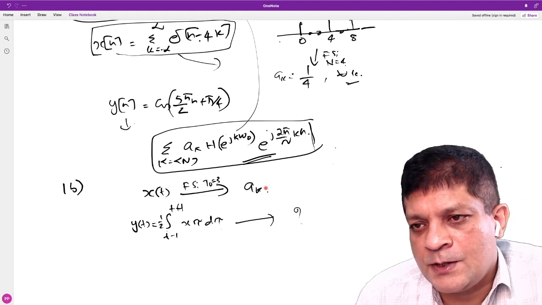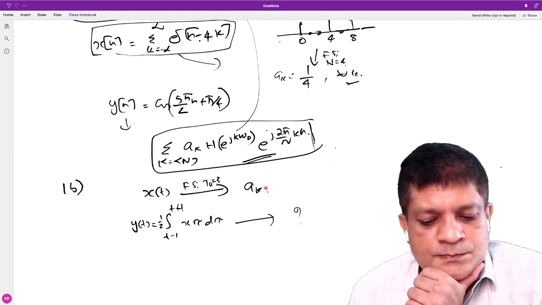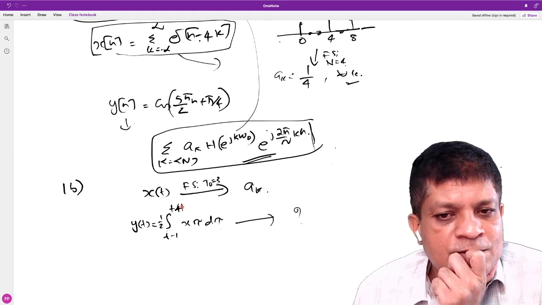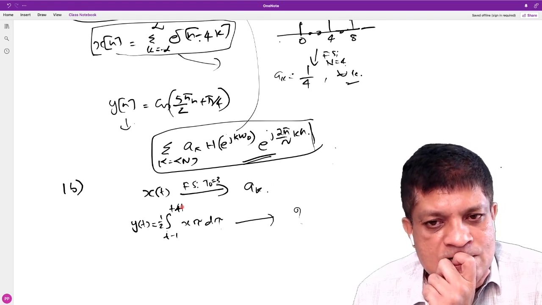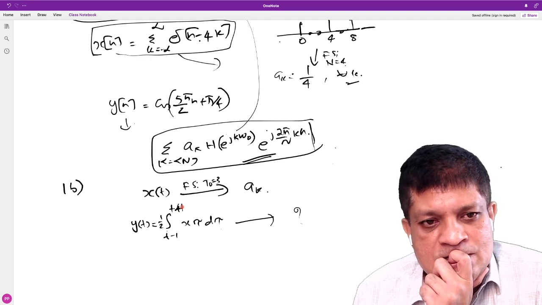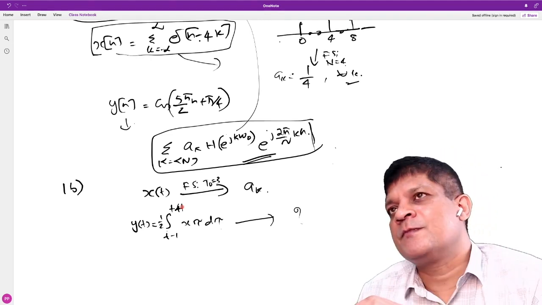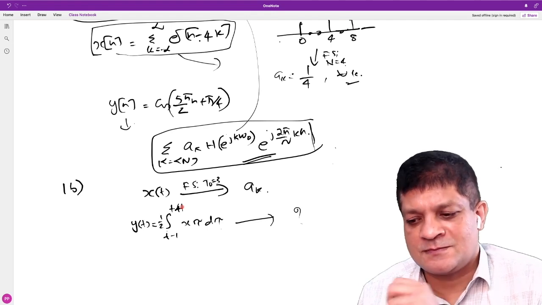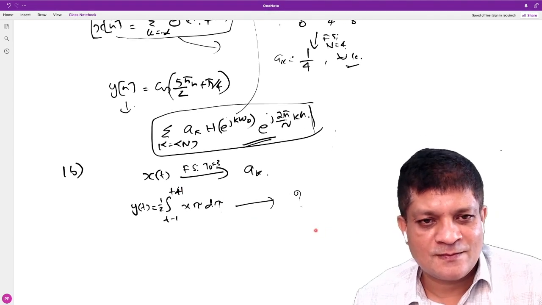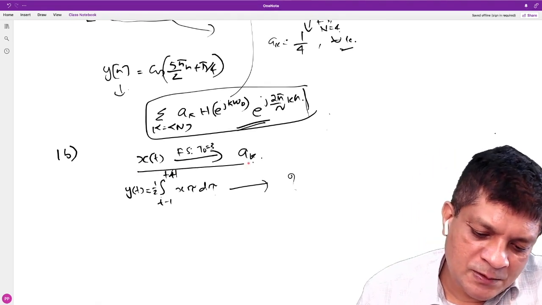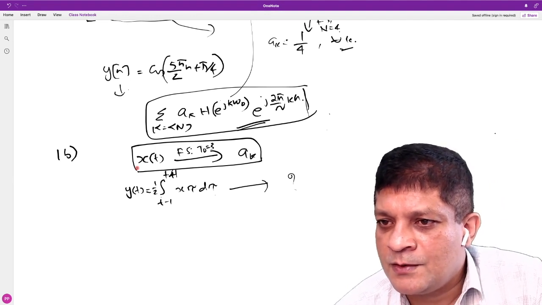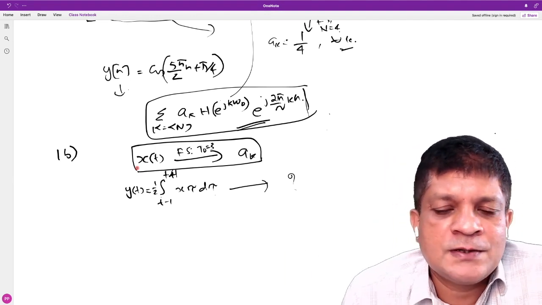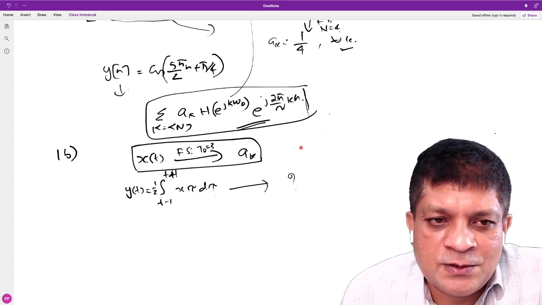Can we apply some property here? Which property can we apply? Differentiate both sides. Then the shifting property. If we know this, there is some more information given: the signal has zero average value. x(t) is a signal with zero average value.